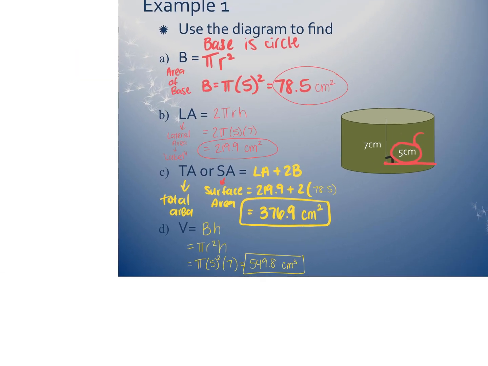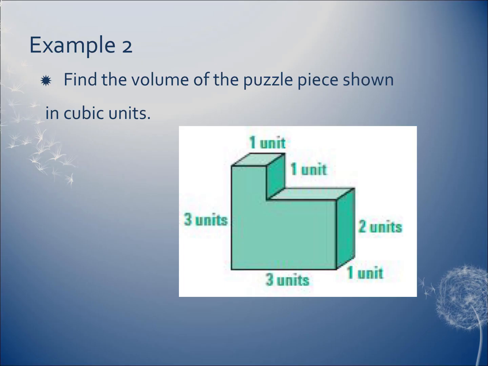So for the last one, the volume, can't you just do 78.5 times 7? Yes. Let's do it. 78.5 times 7, 549.5, right? So it's just slightly off. It's about 0.3 off. Okay? Correct. Go ahead, Zach. Wait, no. Moving on.